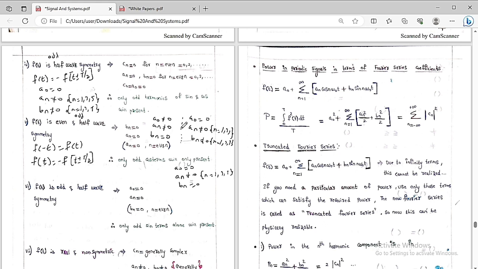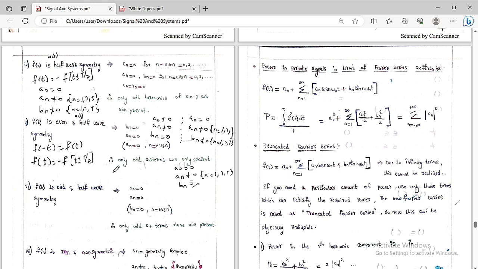So from this what can we say? Here a0 is not equal to 0, here a0 is equal to 0, which means it is equal to 0. Here an is not equal to 0 for all values of n, here an is not equal to 0 for only odd values of n. Therefore an is not equal to 0 for only odd values of n. Here bn is equal to 0 always, here bn is not equal to 0 for only odd values of n. Therefore bn is equal to 0 for all values of n, and a0 is equal to 0, and an is not equal to 0 for odd values of n.